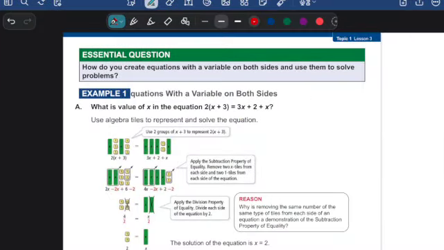All right, example 1. We're going to use algebra tiles to have a visual display of how to solve equations with variables on both sides. What is the value of x in this equation? 2 times x plus 3 equals 3x plus 2 plus x. So you can see we do have a variable x on both sides.